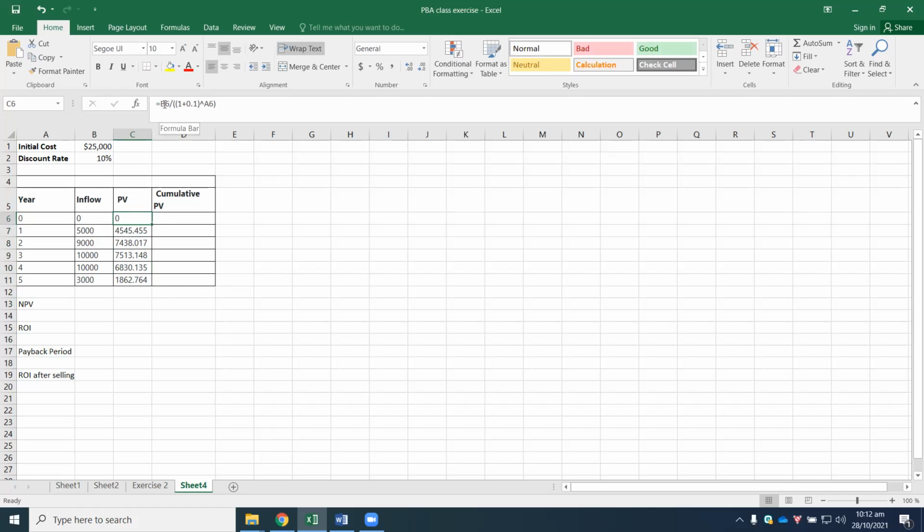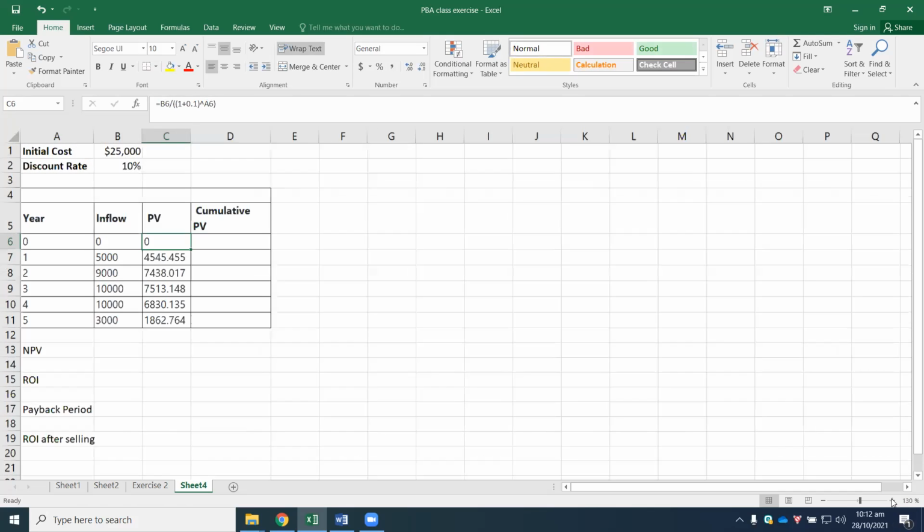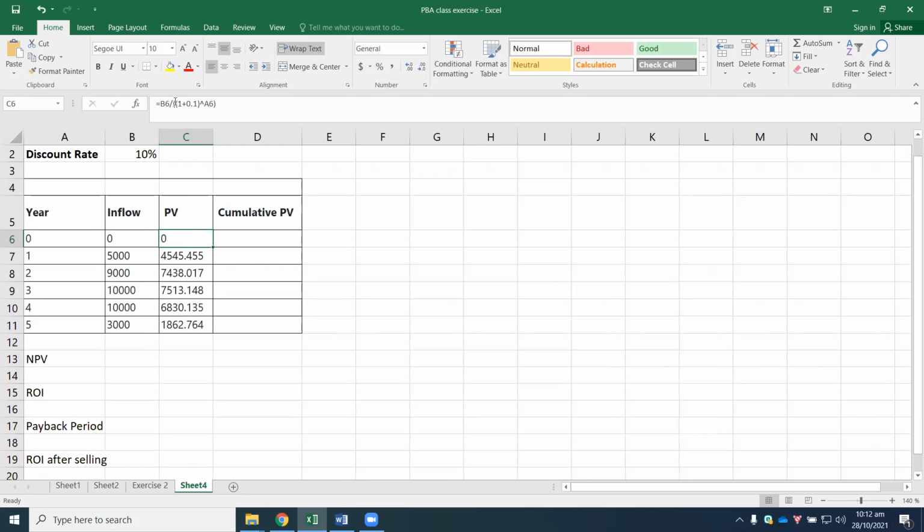For example, this is B6 and A6 for your year 0, okay? Remember B6 and A6. So over here, it needs to change to B7 and A7. And then B8, A8. B9, A9. B10, A10. And B11 and A11. So at the moment, we have those accordingly.